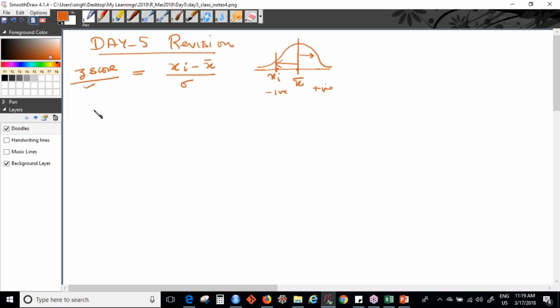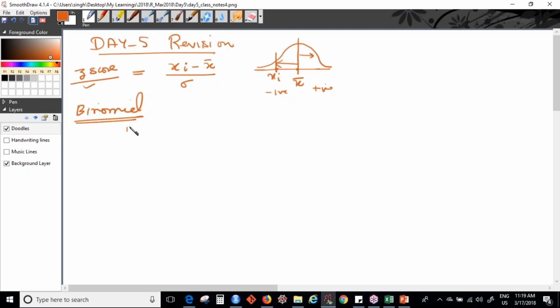Okay. So after z-score, we went to binomial theorem. Binomial theorem, we saw that the assumption was that your different trials should be independent. So each trial should be independent of the other. That was one of the assumptions. And the other one was that the outcomes should be binomial in nature. It should be success failure trial. Okay. Only then you can go ahead with binomial theorem.